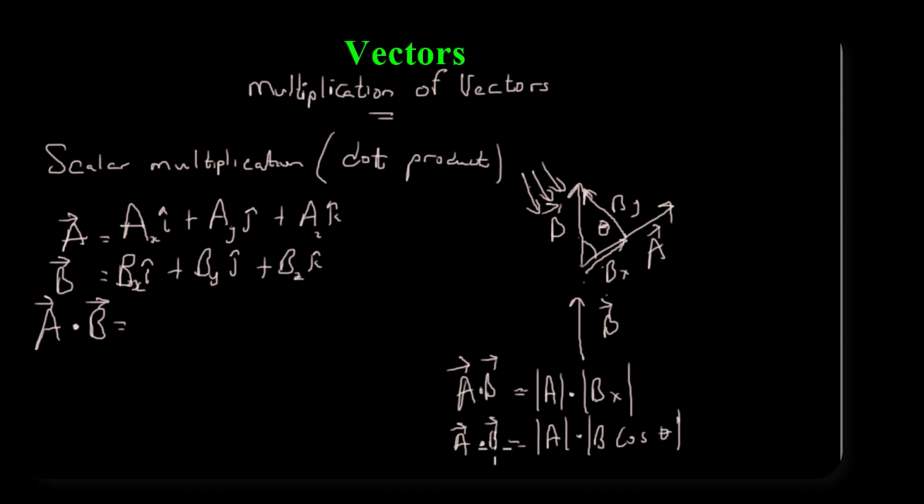So we can write this and say A vector dot B vector will simply be equal to A magnitude, B magnitude, then cosine of the angle between them. I hope this makes sense.